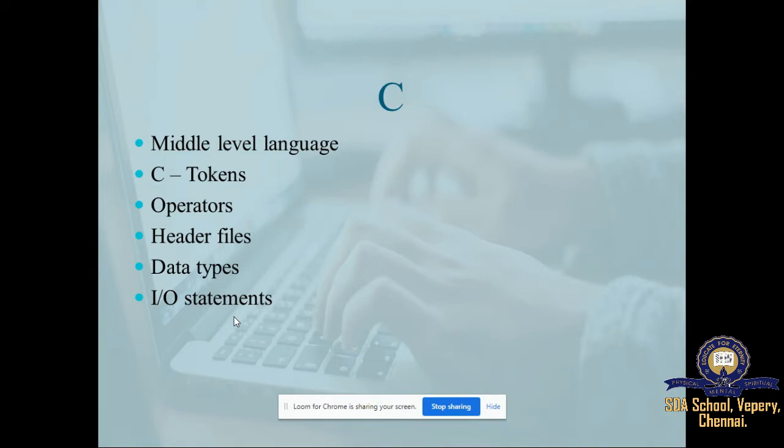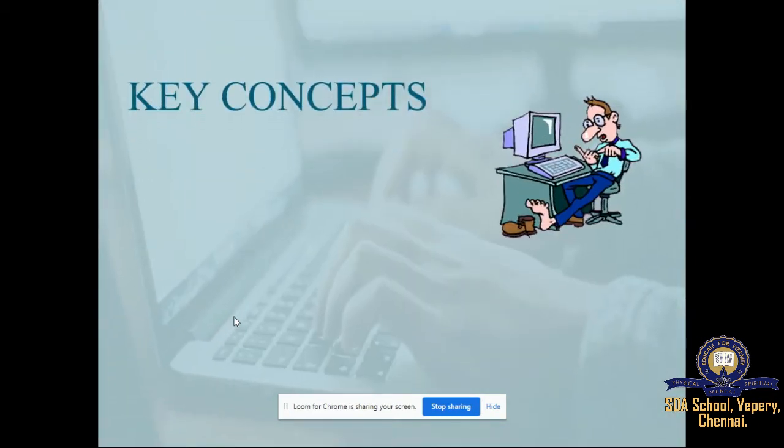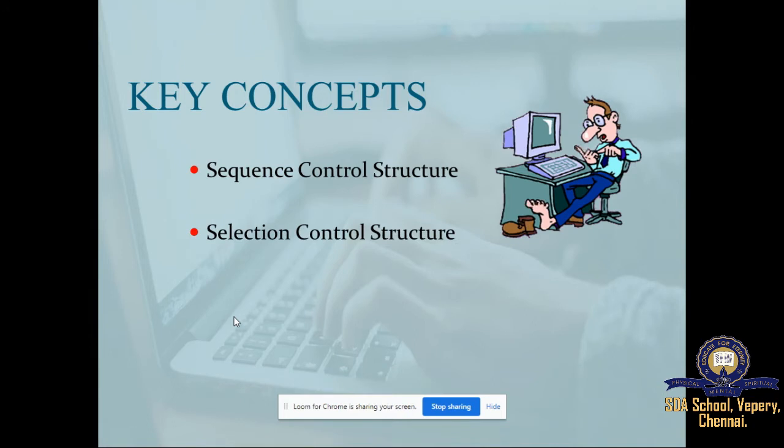This year we'll be studying control structures in C, arrays, and functions. This chapter will cover control structures in C, and the next chapter will cover arrays and functions. The key concepts of this session are the three different control structures: sequential control structure, selection control structure, and iteration control structure.